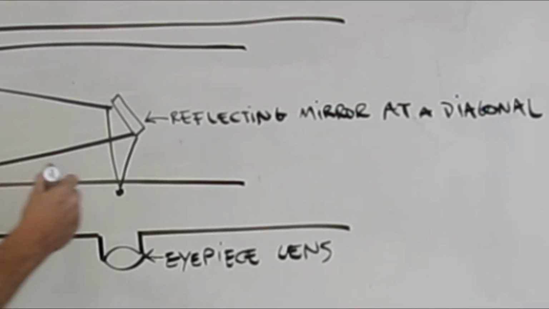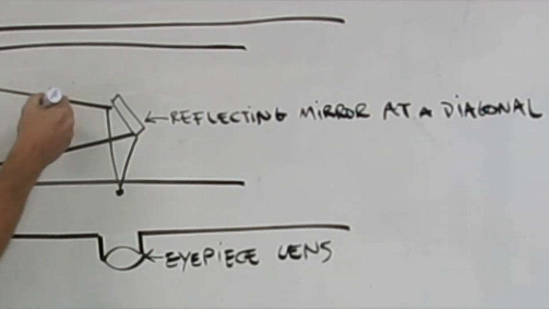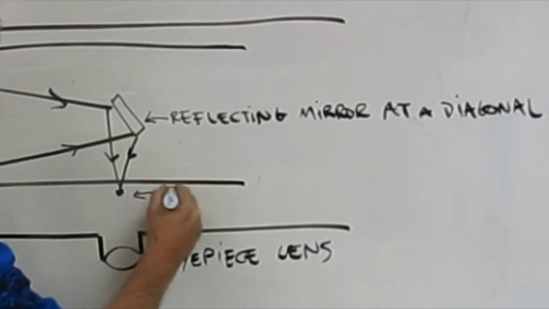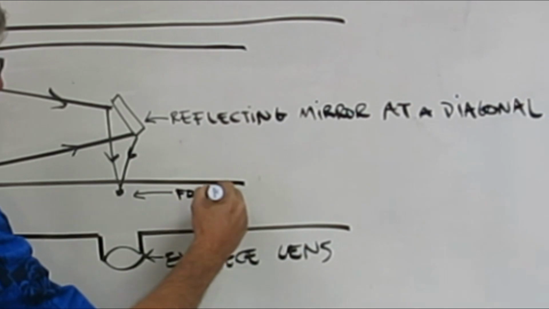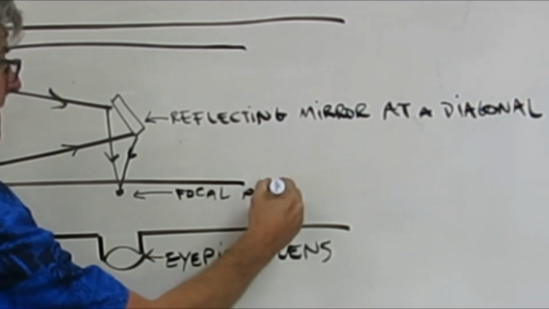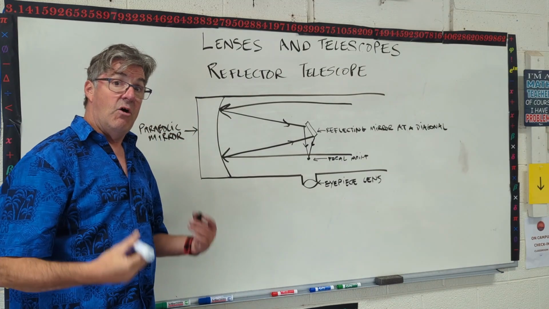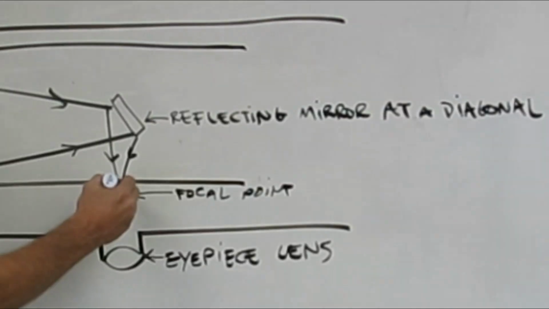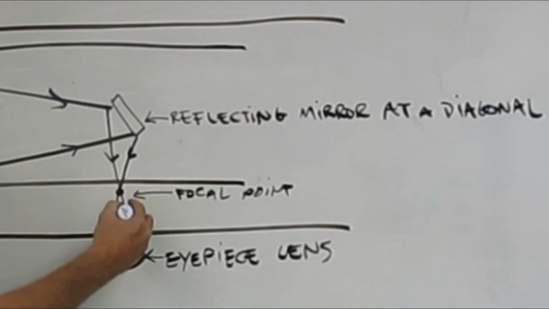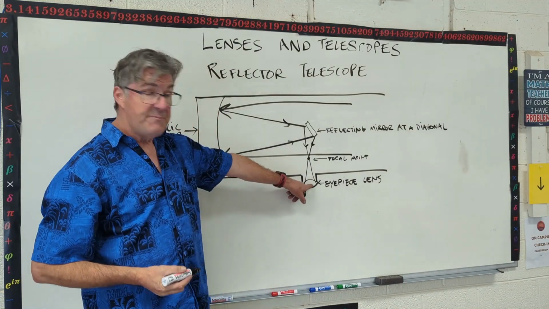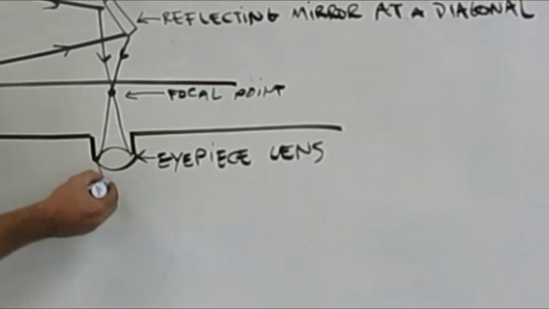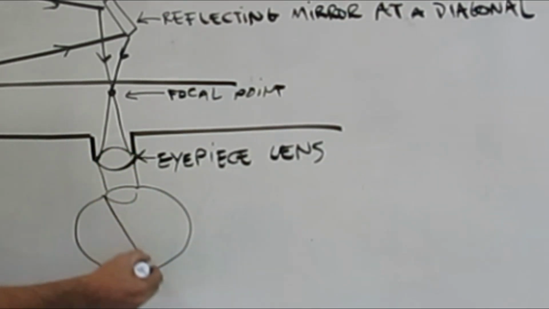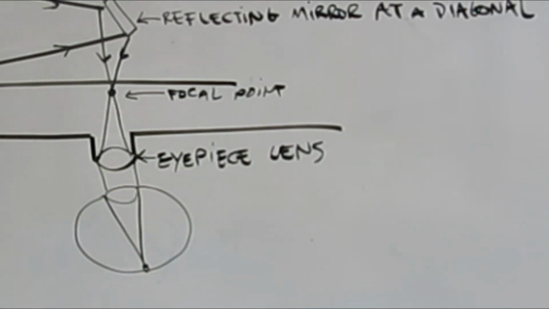So that's the focal point. So we have light rays coming in. Let's put arrows on it so you can see. And that is the focal point. Okay? Now, what happens, just like with our regular refracting telescope, is that the beams are going to cross over and they're going to go to the eyepiece lens. They're going to come out of the eyepiece lens all parallel, and then the human eye is going to be right there, and they're going to get focused on the back of the retina.